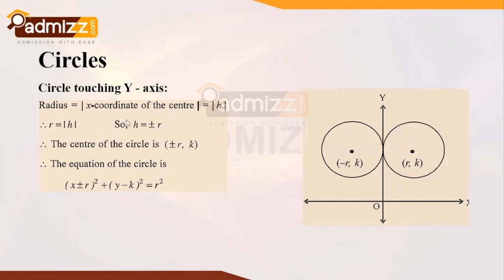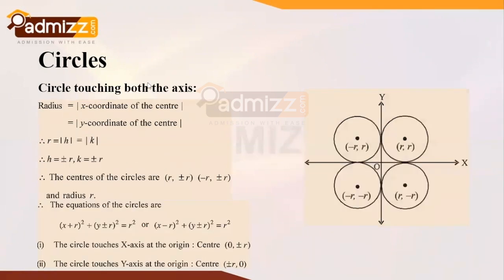If you remove this modulus sign, then we come across two different values of h, that is either positive r or negative r. Now the center of the circle can be found out by using C is equal to plus or minus r comma k, and the equation of the circle is x plus or minus r the whole square plus y minus k the whole square equals r square. Now in the question you will be offered any two values and one value may be unknown to you, so that you are about to find out. Or if you are asked to find out the equation of the circle having the center point and radius, you can find it out using this particular part.